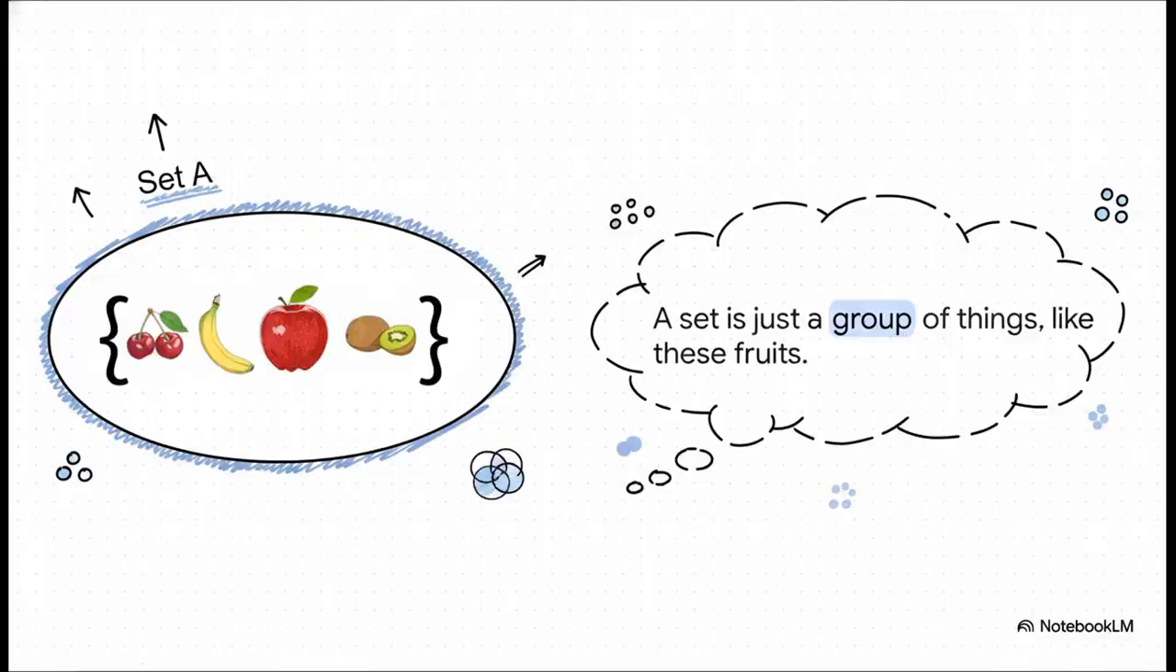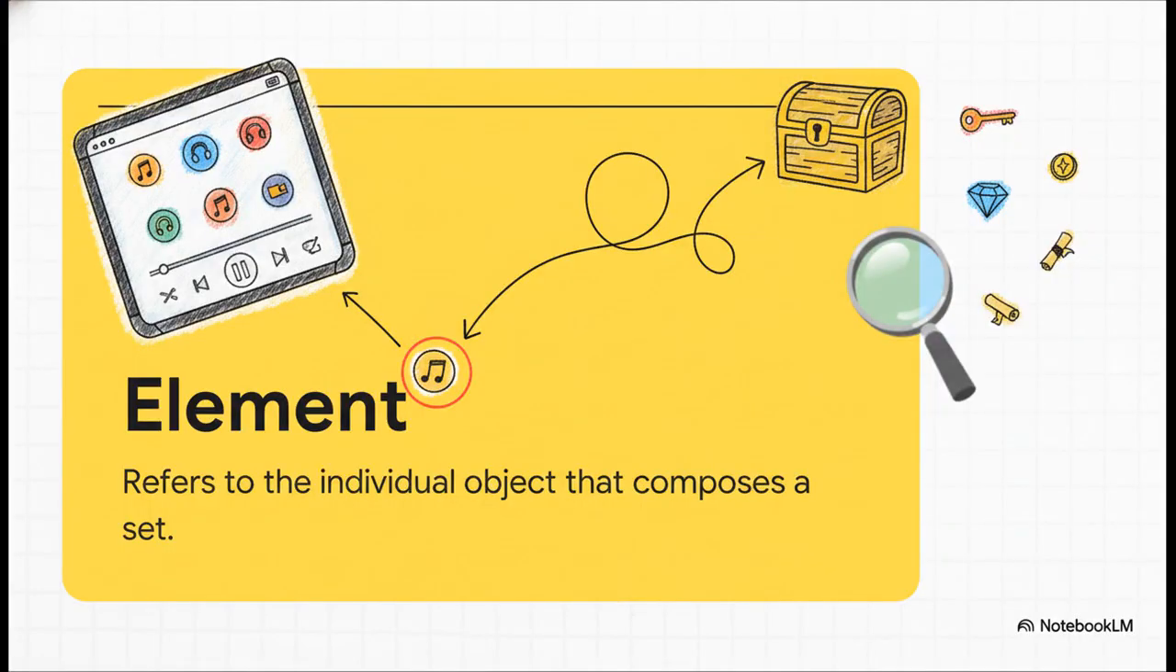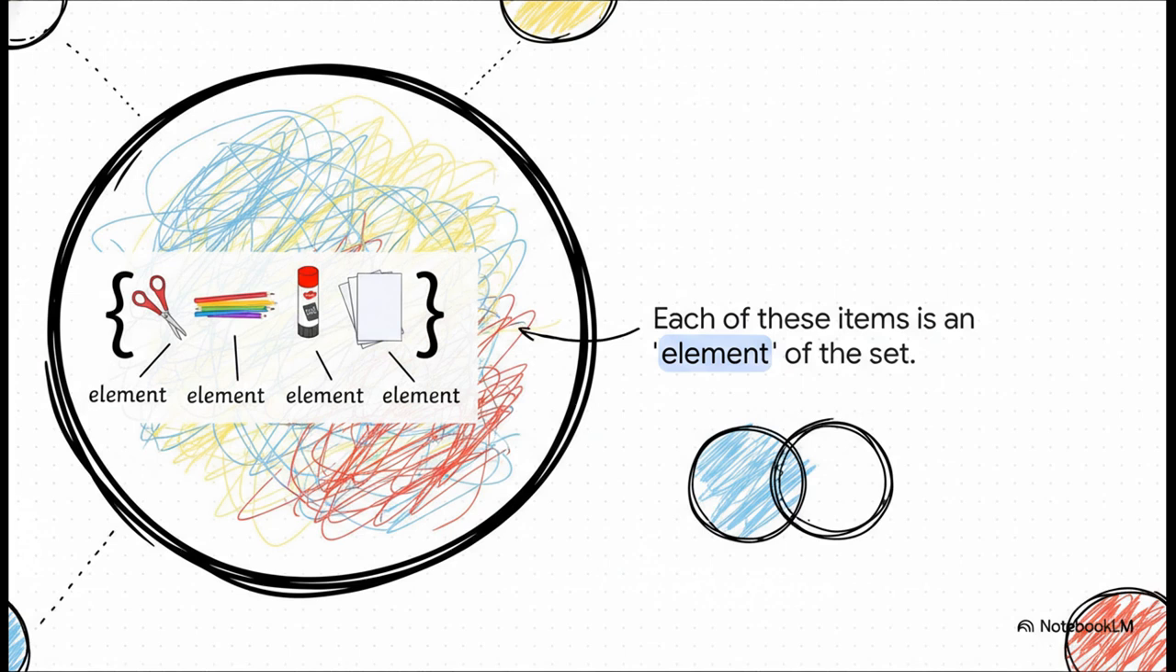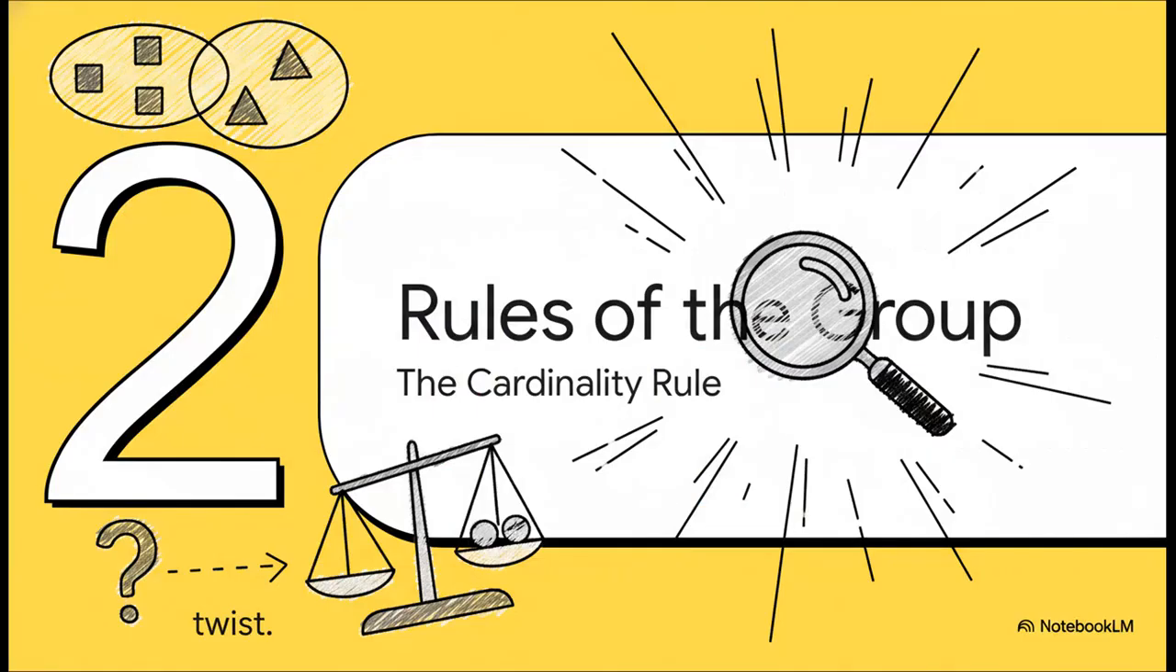Simple, right? Okay, so what about the individual things inside the box? We call those elements. So if the set is your favorite playlist, then each individual song on it is an element. So looking at this, the whole collection of art supplies, that's our set. And each individual thing, the scissors, the tape, the pencils, each one is an element. That's all there is to it. Okay, now that we know what a set and an element are, let's get to the first big rule for how these groups work. It's about counting, but there's a really important twist.